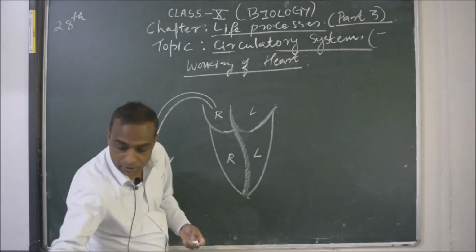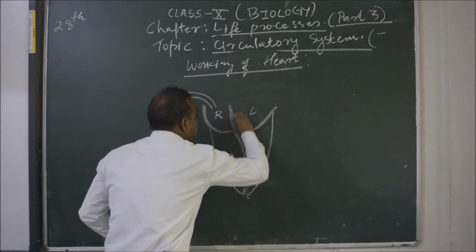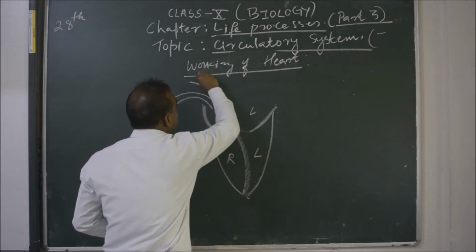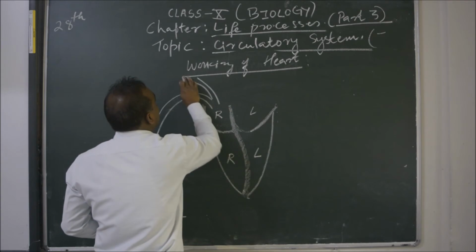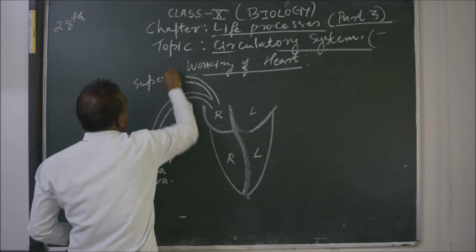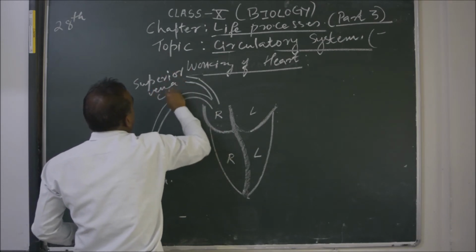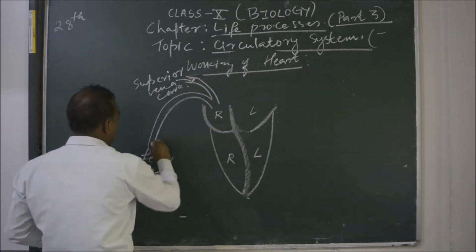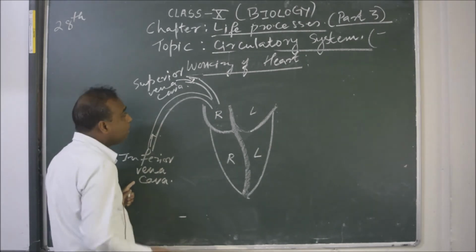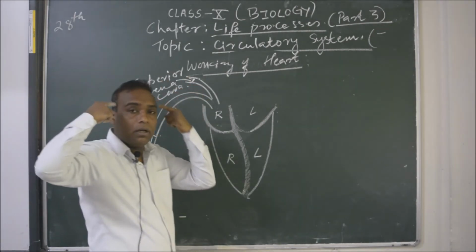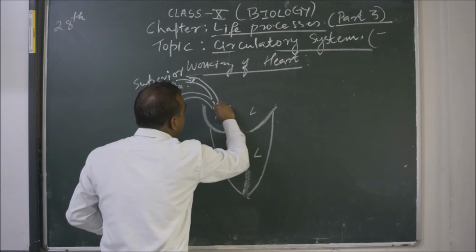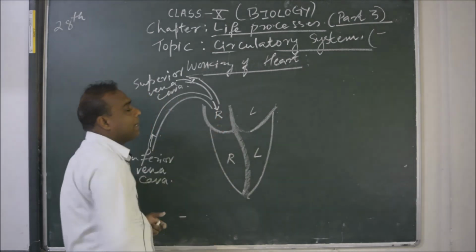Now you can see this part is your right atrium, and from the upper part also, especially from the head region, there is another vena cava. This is known as your superior vena cava. This is your superior vena cava and this is your inferior vena cava. The inferior vena cava brings the blood from the lower part, and the superior vena cava brings the blood from the upper region, meaning from the head. And the blood enters. Now the blood is entering into the right atrium.